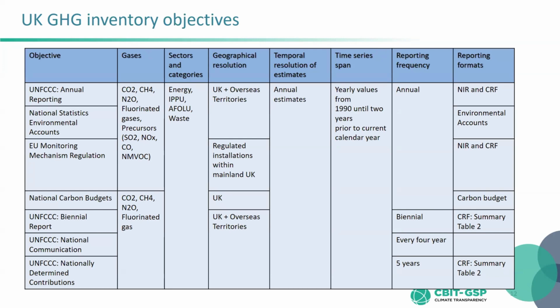The third objective is the European Union monitoring mechanism regulation, national carbon budgets, and for each of them, they are setting gases, sectors involved, geographic resolution, time series, and reporting frequency, if it's annual, biannual, every 4 years or 5 years. For example, the nationally determined contribution for every 5 years, and also the reporting format. Reporting format means the outputs. So every time I'm talking about outputs, it means database or reporting format.